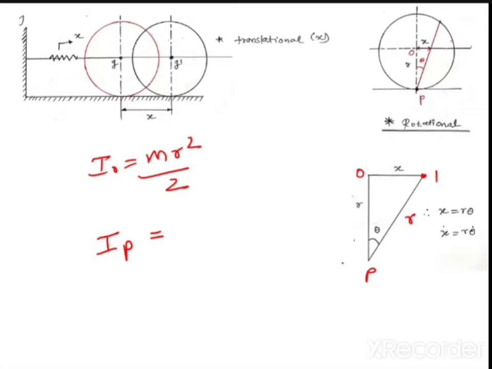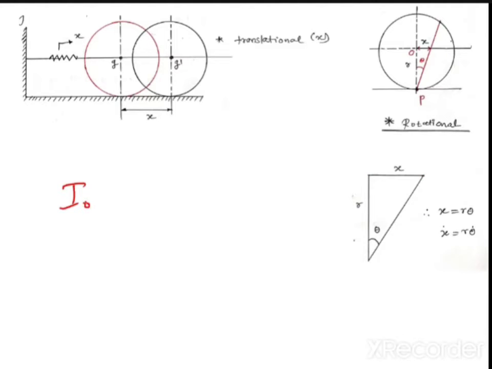You have to first of all find out IP. That is the mass moment of inertia at point P. Anybody? mr square by 2 plus, yes, anybody? IO. Means what? IP is equal to IO plus I plus m into h square.